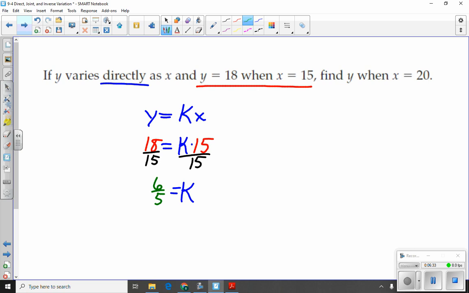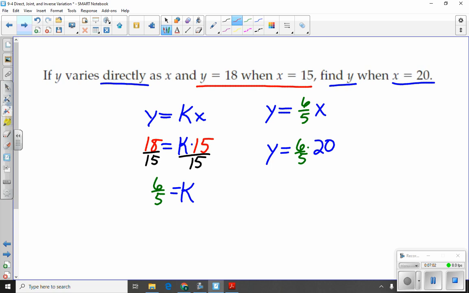Now that I know that k is 6/5, I can go back to this exact same equation, and I know it's going to look like y equals 6/5 x. I can solve for y if I know that x is 20. So if I know that x is 20, I can take 20 and times it by 6/5, and that will equal the y that I'm looking for.